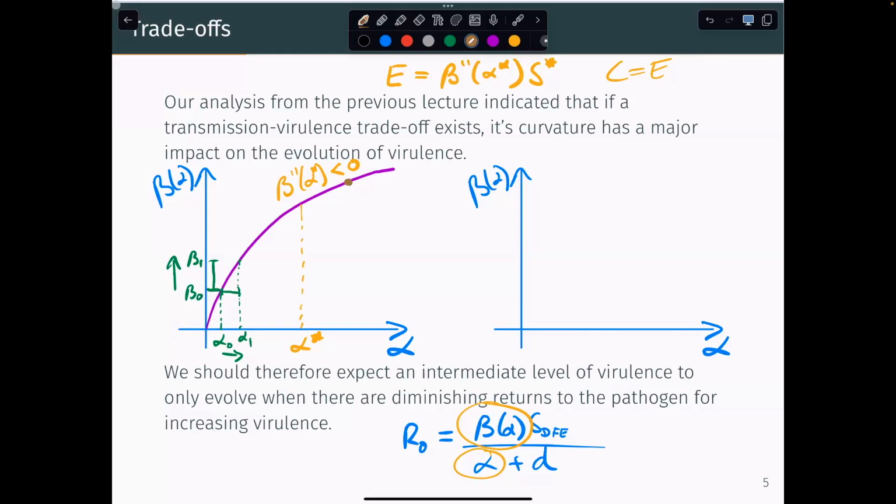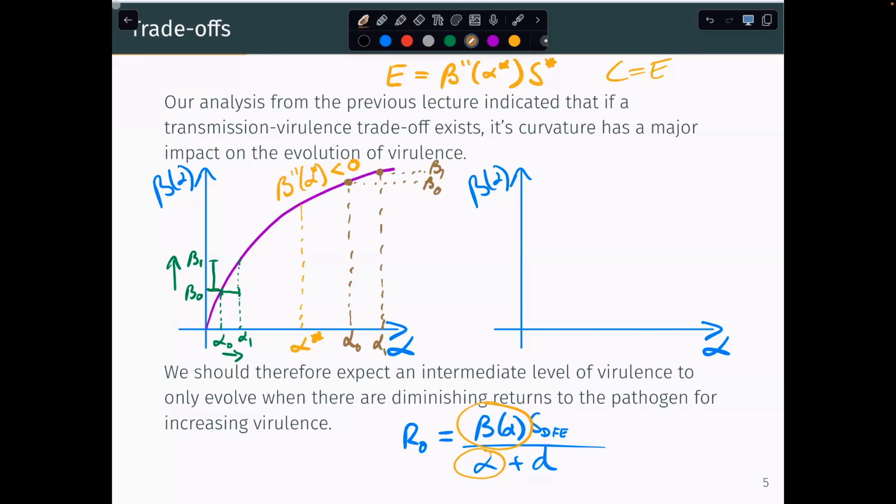If you then compare this to a situation over here, suppose now this was my alpha naught and this was my alpha 1. Kind of hard to see, but I'll sketch it over on this side. Here, roughly the same increase in alpha leads to a relatively small change in beta. Okay, so it's paying the same cost, if you like, in terms of increasing its virulence, but it's only getting a tiny bit of an increase in transmission.